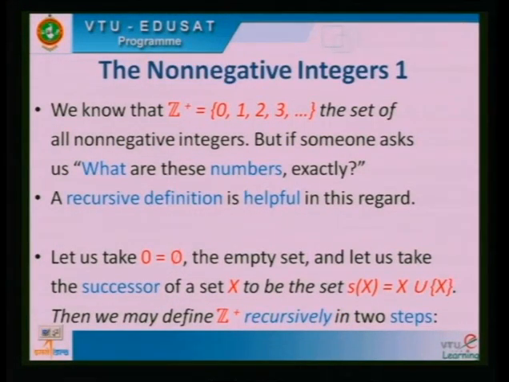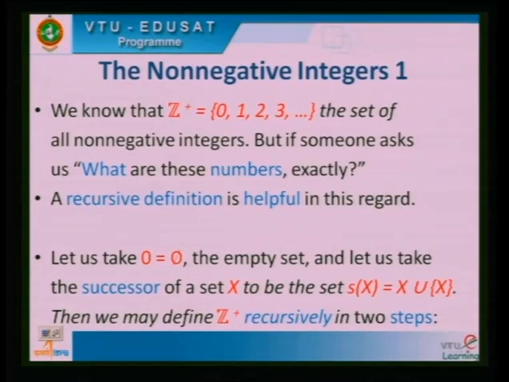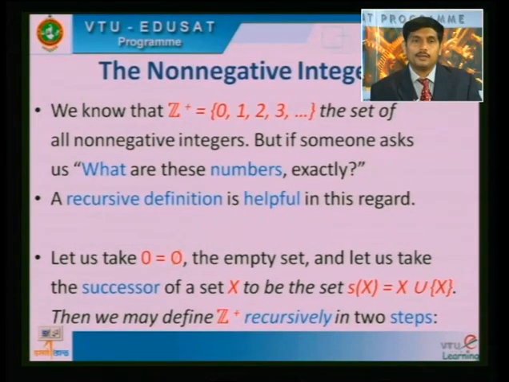The non-negative integers: we know that Z plus, the positive integers, 0, 1, 2, 3, is the set of all non-negative integers. But if someone asks us what the numbers are exactly, then a recursive definition is useful in this regard. Let us take 0 to be the empty set. Empty means nothing will be there.